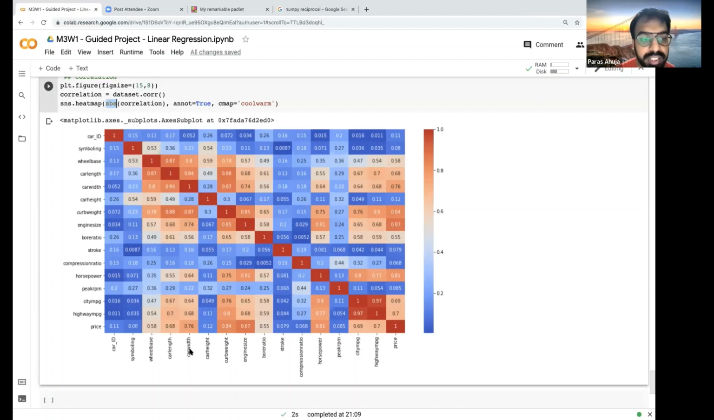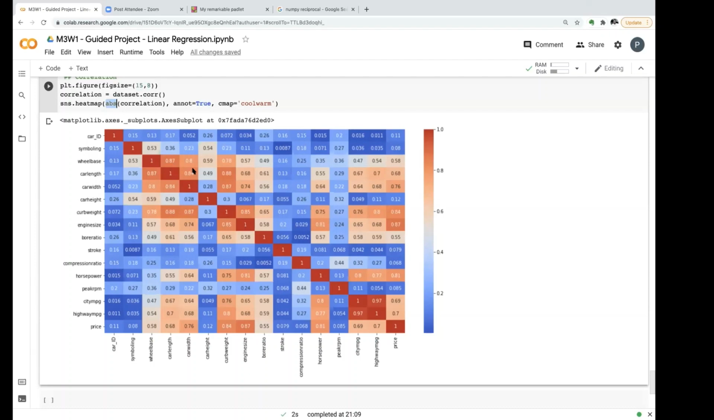If you see car length and car width, the correlation is 0.84. That means it's heavily correlated. Whatever information you can get from car length, you can easily get from car width also, and from curb weight too.